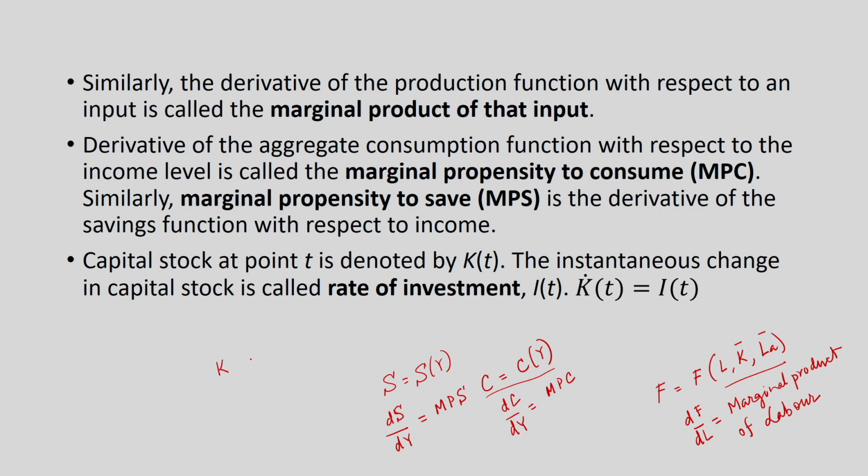So, K is capital stock, K is a function of t, right. The more time passes, it is conceivable that more capital is being accumulated. So, capital stock is a function of time. If one takes the derivative of this, this becomes the instantaneous rate of change of capital stock, and this is denoted by I. This itself can be a function of t.